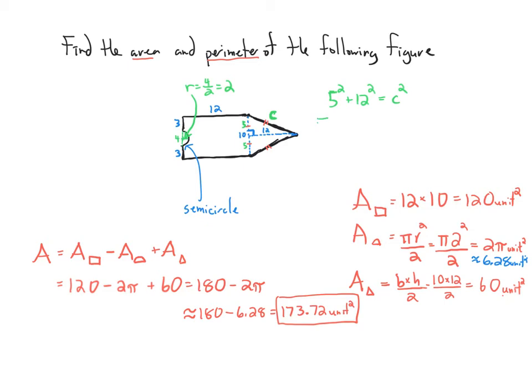And if we solve this, we get 25 plus 144 is 169, is c squared, and the square root of 169 is indeed 13. So we know the length of this side is 13. We know the length of this side is 13. So all we need now is indeed the length of our semicircle here.